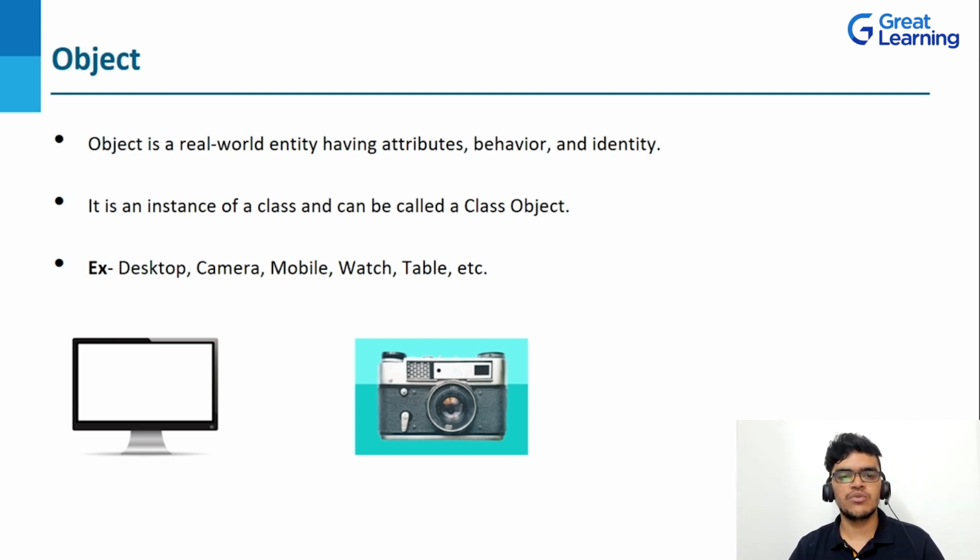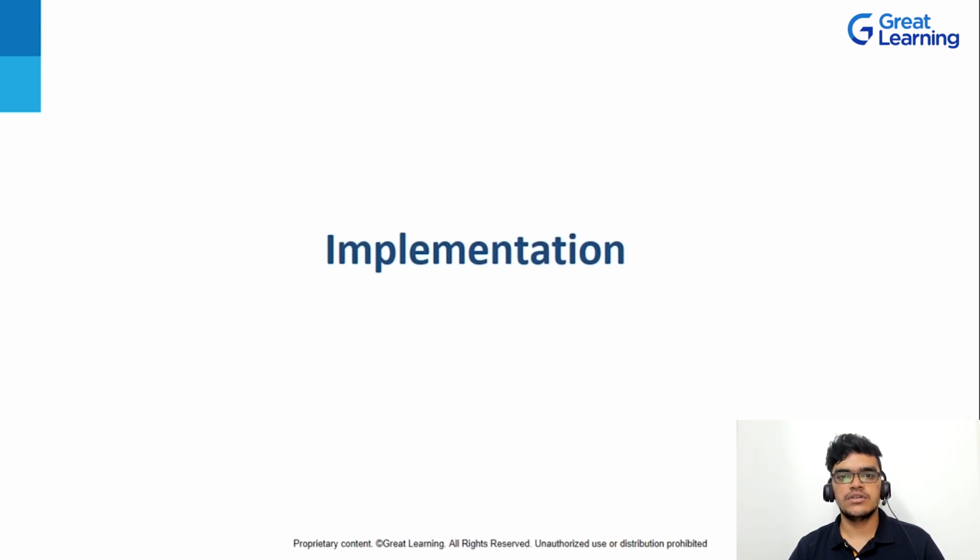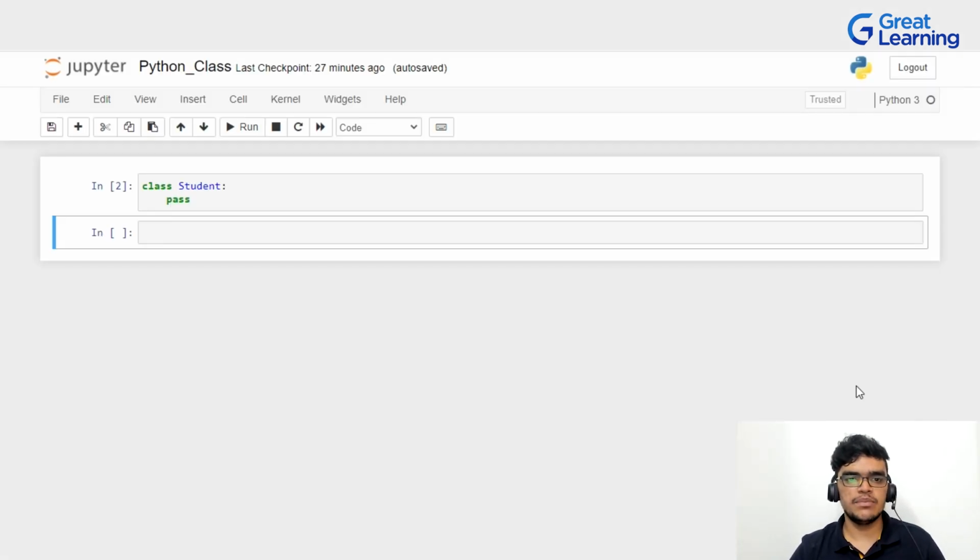Now moving to the last point, we already know that everything inside this world can be treated as an object: desktop, camera, mobile, watch, table, keyboard. So after understanding the concept of classes and objects, let's see its implementation. So now let's see the practical example.